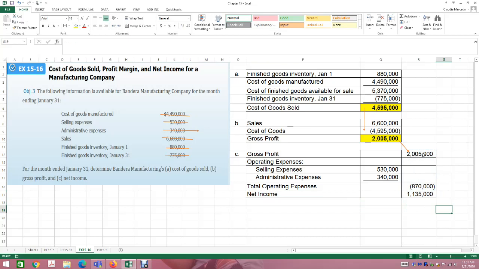So the $2,005,000, which was your gross profit, minus your operating expenses of $870,000 will give you a net income of $1,135,000. That is the third component of the problem. So we were able to calculate our cost of goods sold. With the information from our cost of goods sold, we're able to calculate our gross profit. From the calculations from our gross profit, we're able to calculate our net income.